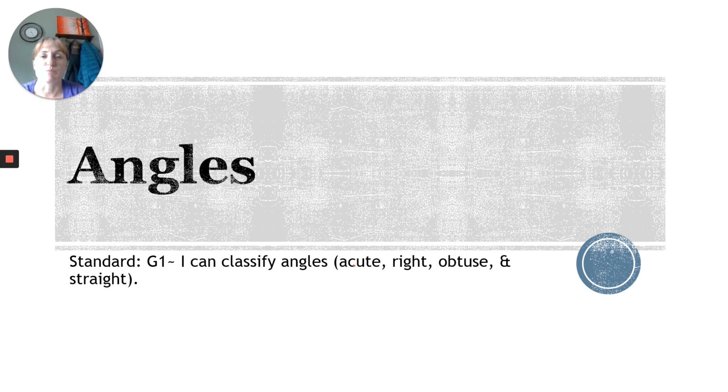So now let's move on to some angles, okay? The standard for this one is G1, which means I can classify angles. Acute, right, obtuse, and straight are the main ones we're going to focus on.